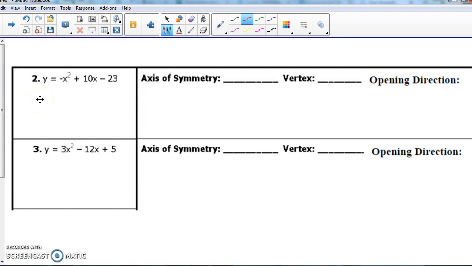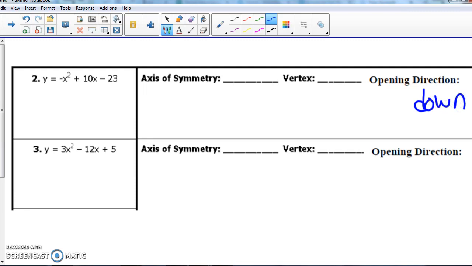plus 10x minus 23. The first thing I think that you should be able to do is determine the opening direction. So, looking at this parabola, this equation tells me that we open up because it leads, my fault. It opens down because it leads with a negative.